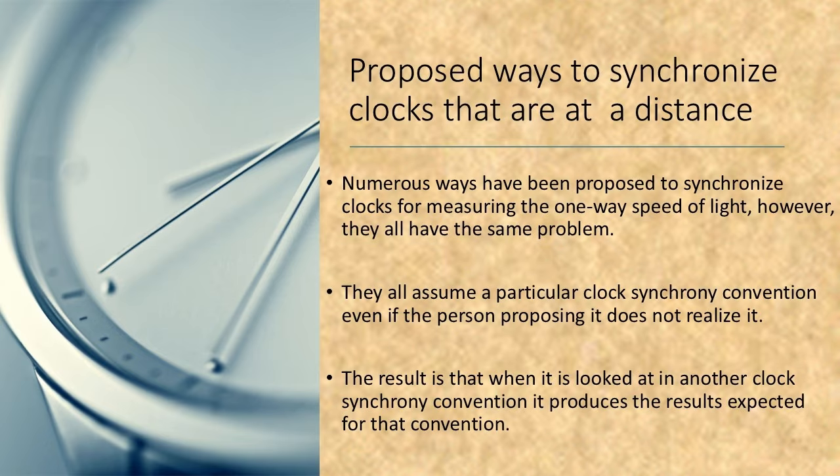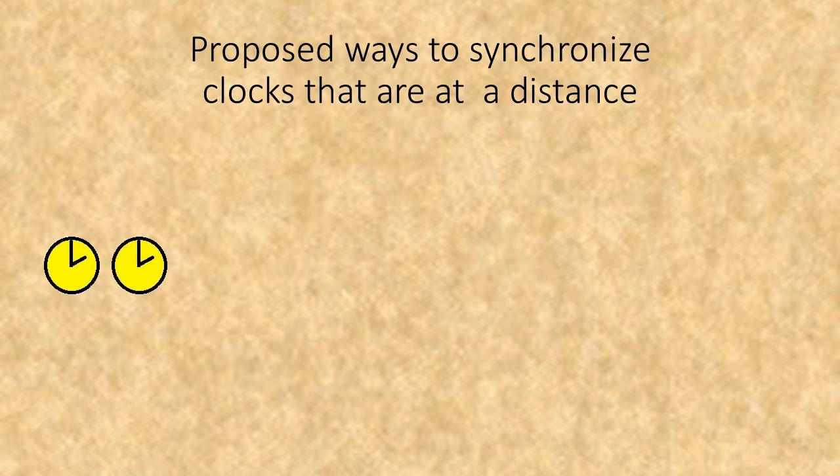Numerous ways have been proposed to synchronize clocks for measuring the one-way speed of light. However, they all have the same problem. They all assume a particular clock synchrony convention, even if the person proposing it does not realize it. The result is that when it is looked at in another clock synchrony convention, it produces the results expected from that convention. The most common proposal is to start with two clocks right next to each other so that they can be synchronized, and then move one of them out to a distance where it can be used to measure the one-way speed of light.